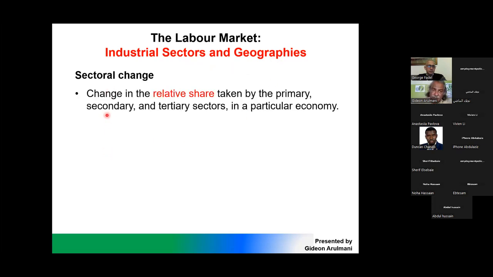Now, the sectoral change. So what is the meaning of sectoral change? Change in the relative share taken by the primary, secondary, and tertiary economies in a particular economy. So as we saw, an economy has these three parts, three sectors. In some economies, the primary sector may take a major share because most of the jobs are in the business of extracting oil, for example. In another country or another geography, it may be the secondary sector, which receives raw materials, and the bulk of work over there is processing, manufacturing, conversion of raw material into usable products.